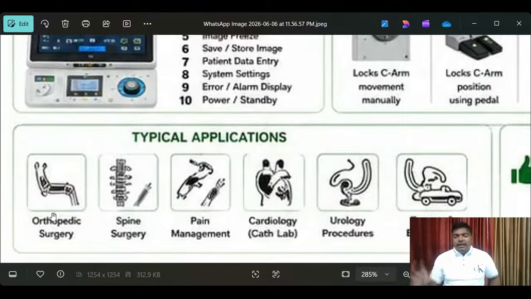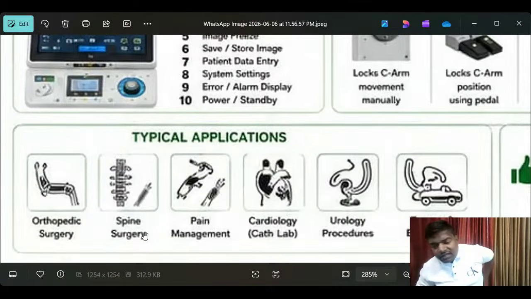Next, orthopedic surgery time CM is used, and spine surgery, the backbone. We have a backbone, so their spine. The spine surgery purpose, and pain management, and next, the cardiology cath lab.